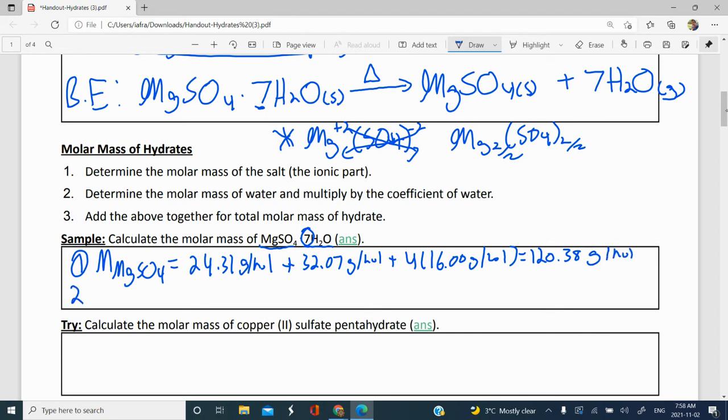Next, we have to find the molar mass of water and multiply it by 7. So essentially we're doing 7 times the molar mass of H2O. If you do enough practice, you'll find that the molar mass of H2O is 18.02, and the reason is because there's 2 hydrogens, so 2 times 1.01, plus 1 oxygen, that's 16. And that gives you 18.02, but you have 7 of them, so you need to make sure you're doing 7 times that. And that's in grams per mole.